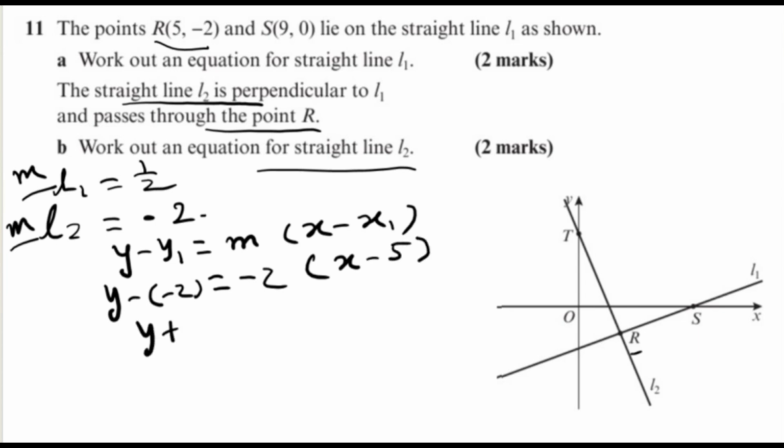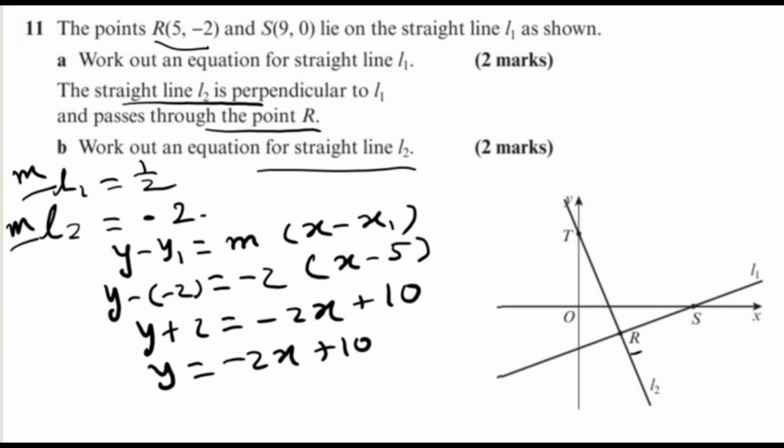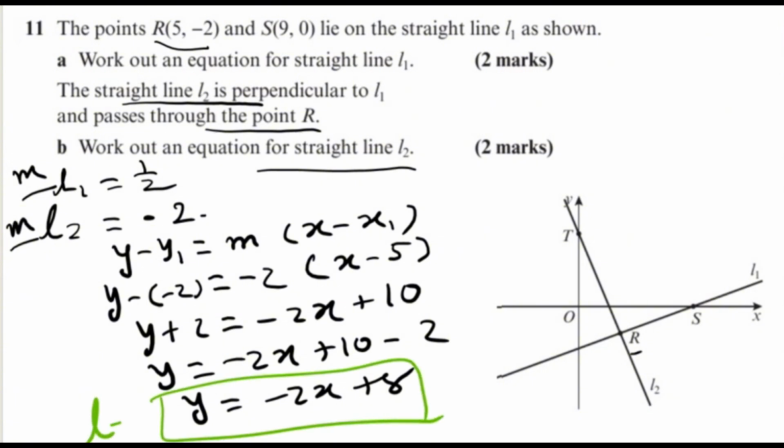Simplify it. y + 2 = -2x + 10. So y = -2x + 10 - 2. So y = -2x + 8. So this is the equation for our line L2, which is perpendicular to L1.